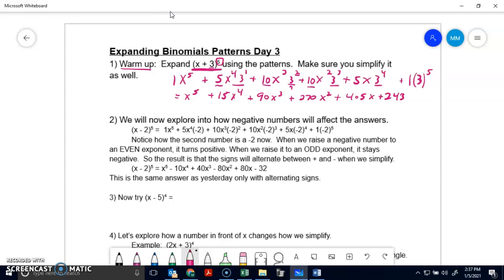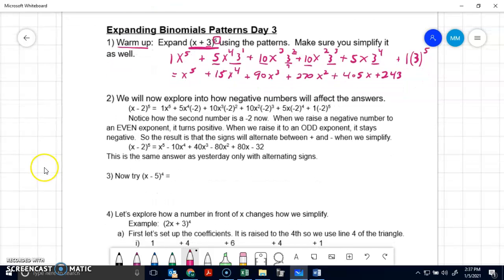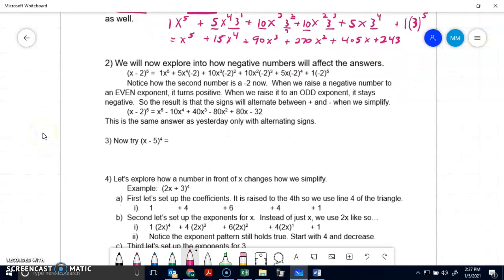Okay. Now, on to the new stuff for today. Number 2 says, what happens if we have a negative number? How will the negative number affect our answers? And so instead of x plus 2, the first time we see a minus sign, and that's x minus 2. So that means that the number that goes in, like the y's we did on Monday, where the exponent increases, y to the 1st, to the 2nd, to the 3rd, to the 4th, to the 5th.